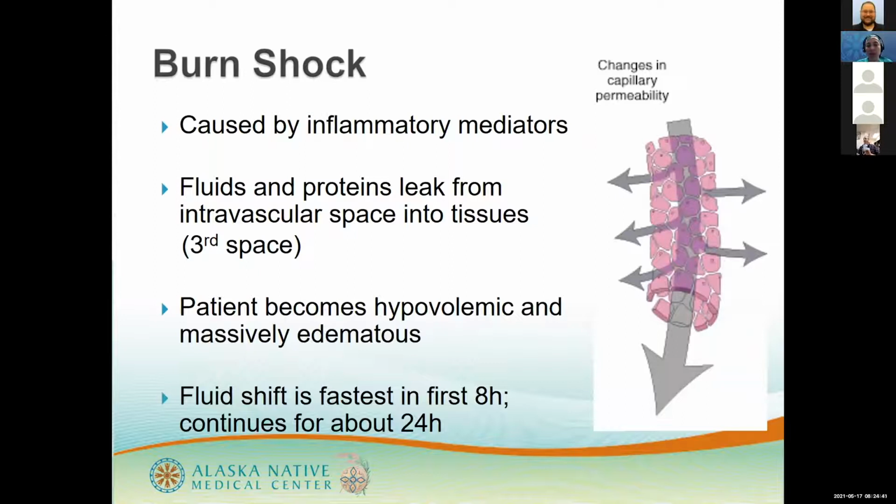Burn shock is caused by inflammatory mediators. And so there's this huge response by the burn injury. And so fluids and proteins leak from your intravascular space into your extracellular space, or your third space, into the interstitial tissues. And so what happens as a consequence is that the patient becomes massively hypovolemic while becoming very edematous. This fluid shift is the fastest in the first 8 hours, but can continue up to 24 hours.